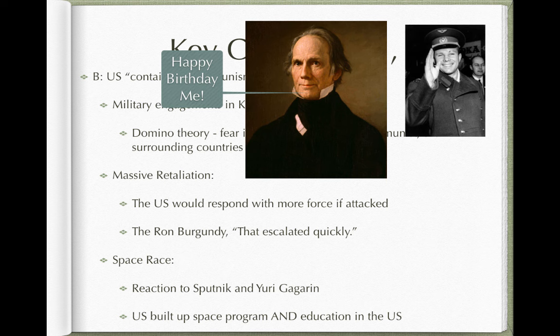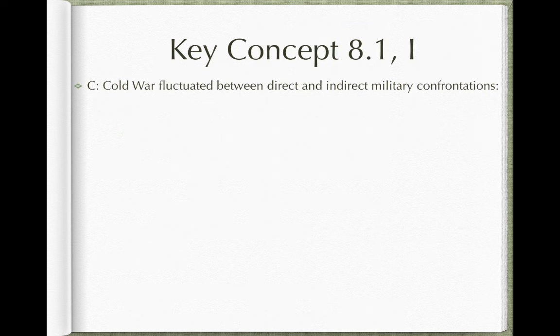So the U.S. is going to begin a space race with the Soviet Union to try to show that the U.S. is technologically advanced as well. So they will build up their space program and pour a lot of money into education in the United States to try to make themselves on par with the Soviet Union when it comes to outer space. Okay, so the Cold War will fluctuate between direct and indirect military confrontation.